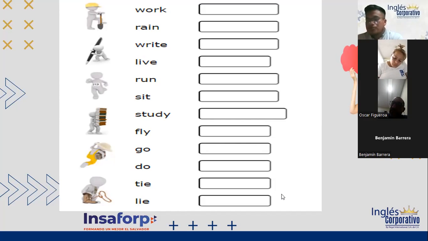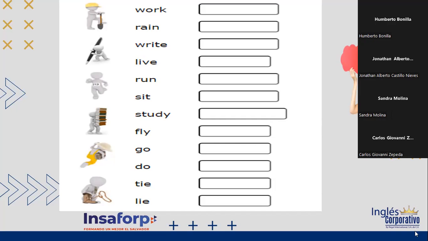I hope everyone understood the instructions. Espero que todos hayan entendido las instrucciones. So we're, oh, I see more people connecting. So let me refresh who connected. Well, Carlos Giovanni is just connecting, Xiomara too. All right. Well, guys, Carlos Giovanni and Xiomara, we're doing an activity.